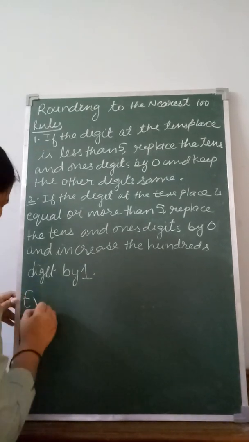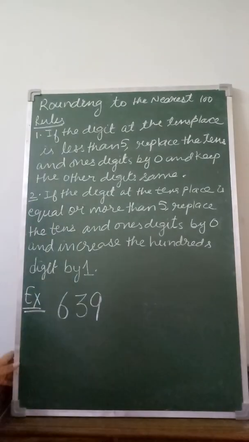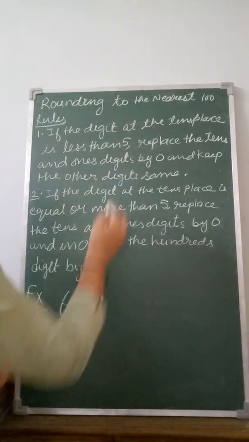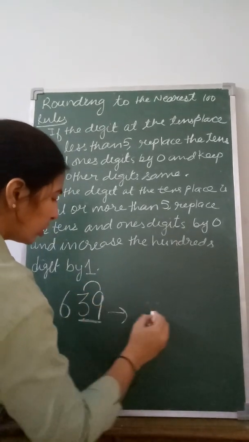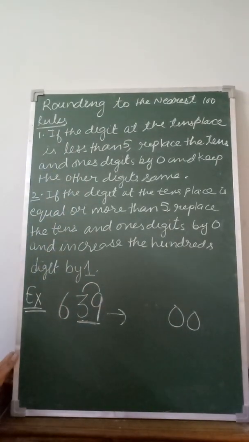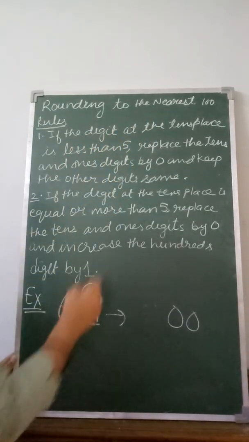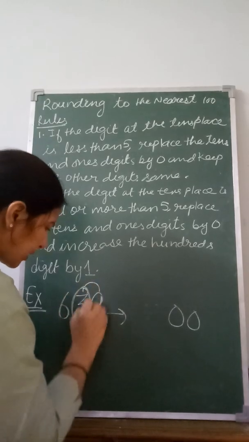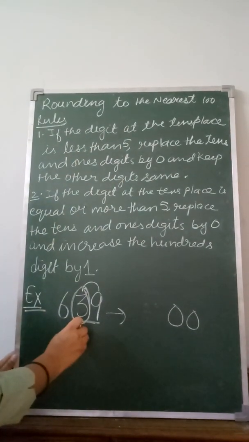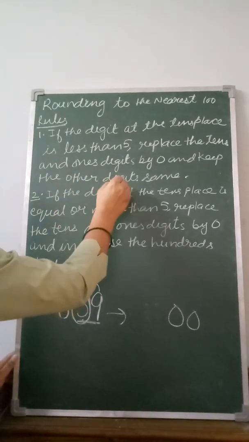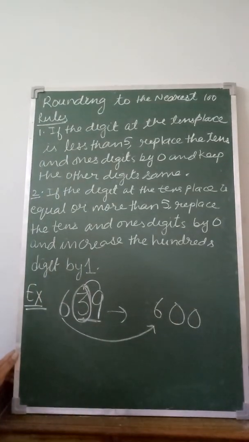So let's take one example to prove this. This is the rule. 639, right students? Here we have to replace both the numbers by 0, because we have to convert to the nearest 100. Now we have to take care of the tens place. If the tens place digit is less than 5, yes, this is less than 5, so keep the other digit the same. So the number we can write like this. This is the rule to change it.